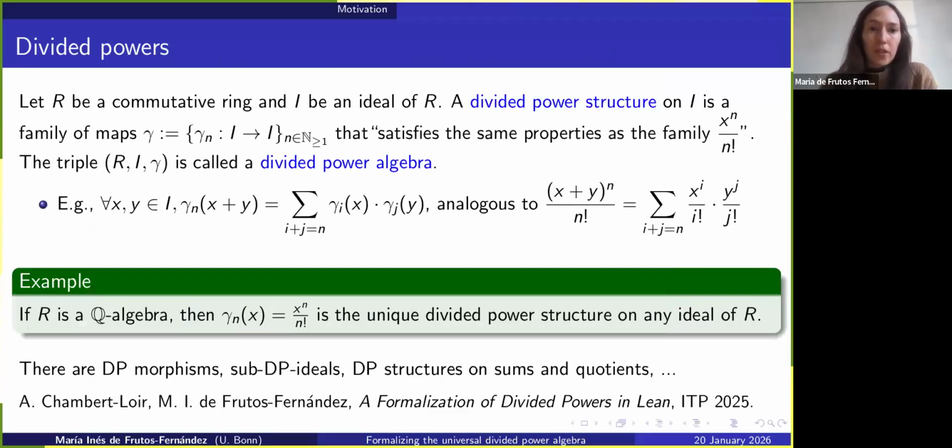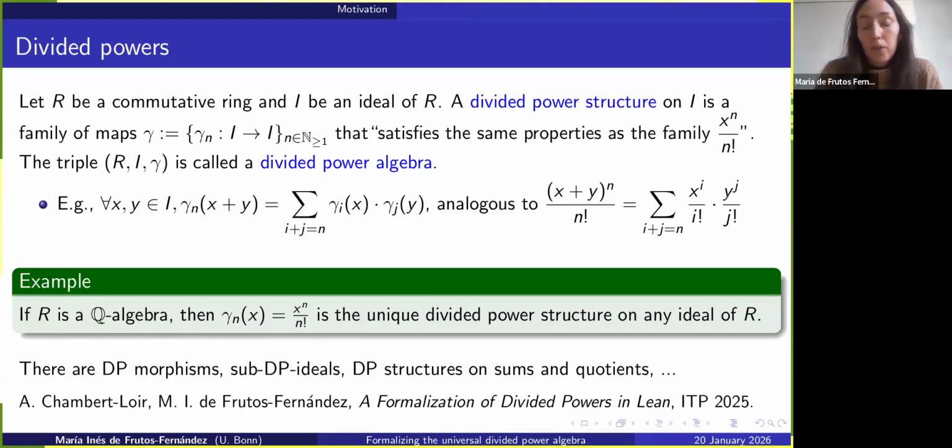Before talking about the universal divided power algebra, I will say a little bit about what divided powers are. If you have a commutative ring R and an ideal in this ring, a divided power structure on this ideal is a family of maps from the ideal to itself indexed by the natural numbers that essentially satisfies the same properties as the family x to the n over n factorial. If you have such a triple of a ring, an ideal, and a family of maps with these properties, we call this a divided power algebra.